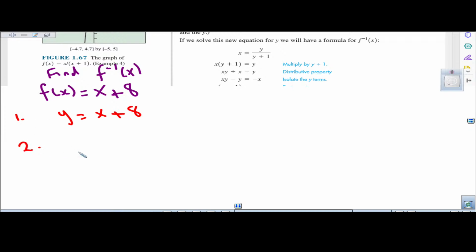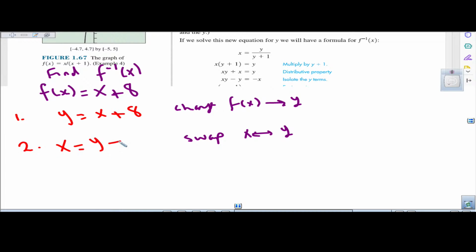I change f of x to y. Step number 2, you're going to change every y with x. You're going to swap the x's and y's. Every x becomes a y, every y becomes x. So basically what you do here is x equals y plus 8. Easy? Pretty simple. Step number 1, make sure that your f of x becomes y, and then you're going to switch the x's and y's. Step number 3, you're actually going to solve for this y.